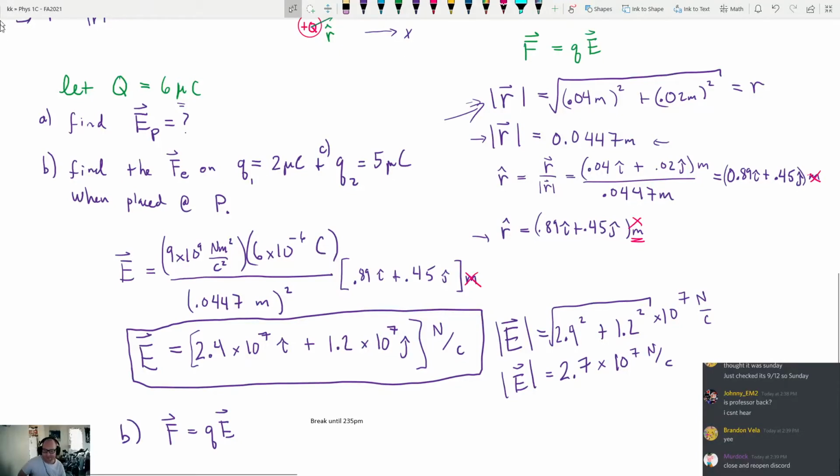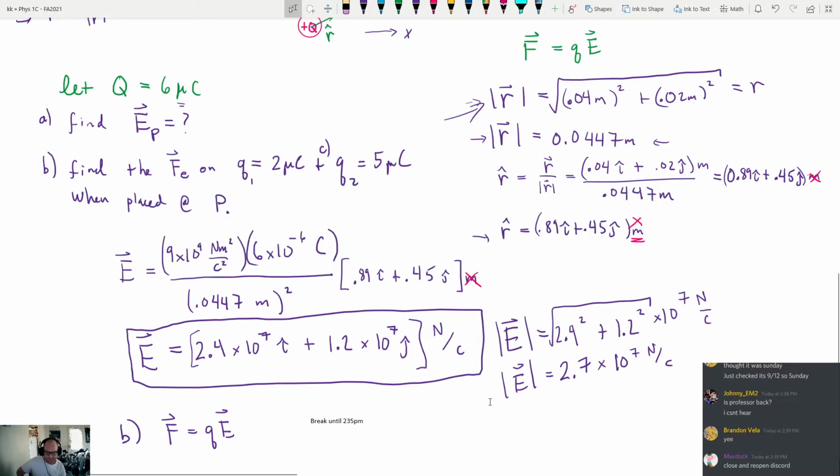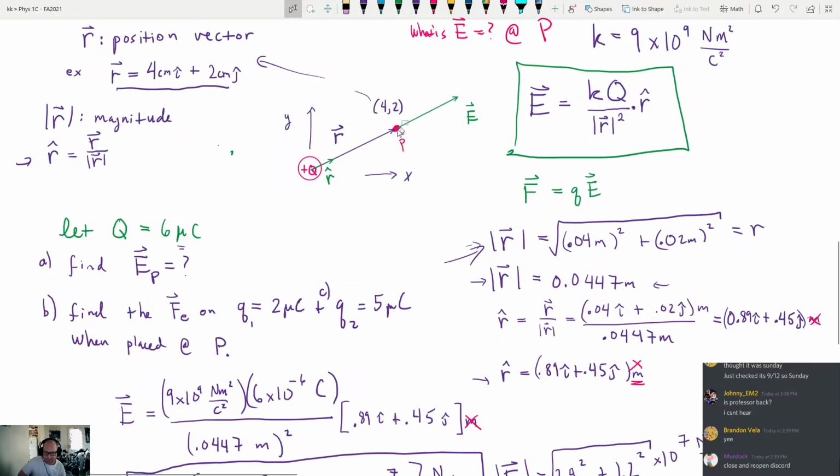Okay, this is the second hour of Physics 1C for September the 8th, and we're continuing to discuss the definition of what an electric field is, and now we are trying to finish this problem up. So before the break, we found what the electric field was. It's this long number right here. That's just the electric field at one location, this point P right here.